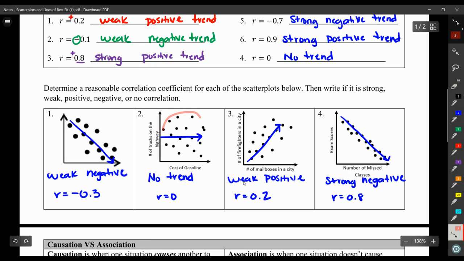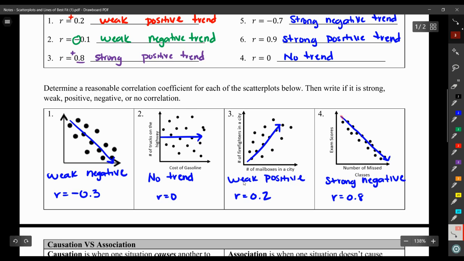For number 2, this was the crazy no trend. And so with no trend, your R value has to be a 0. That's the only way to get a no correlation, a no trend. And then for number 3, these are going up, but they are very spread out off of that line of best fit. So it would be a weak positive. And again, this could vary. You could have 0.2, 0.3, 0.25, 0.24, anything like that.